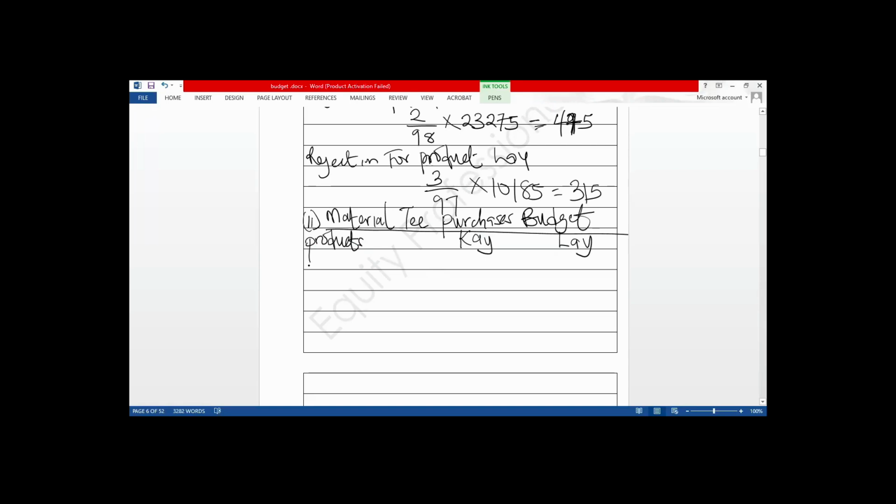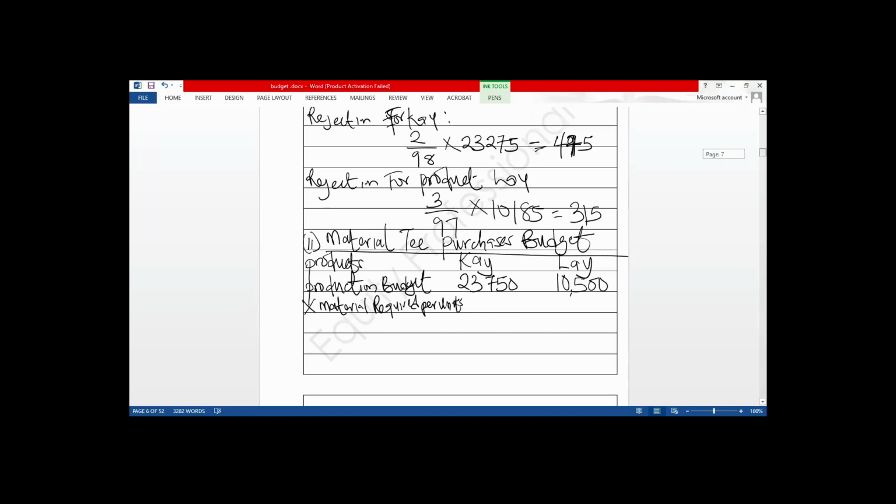You are going to start with our production budget, the figure you computed earlier. Here we are going to produce 23,750 units. Here we are going to produce 10,500 units. Now multiply by your material required per unit.